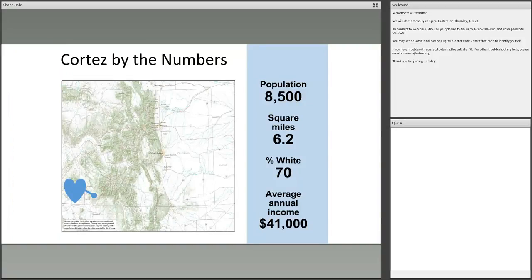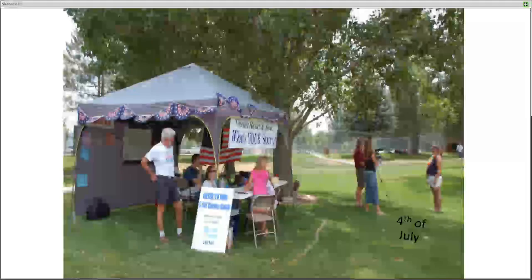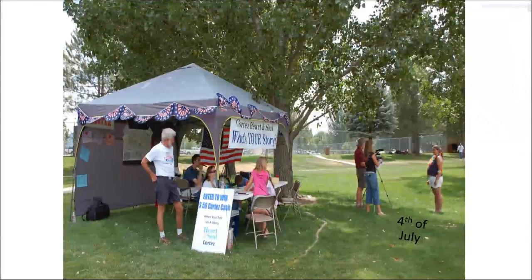So geographically, we really are in southwest Colorado in what's called the Four Corners region. Of course, we border Utah, New Mexico, and Arizona. You can see on the slide that it's 70% white. We also have about 16% of our population that is Hispanic, and the last 12% is Native American. One of the premises of Heart and Soul is that you really are trying to involve everybody in decision making, and put another way, you're trying to get beyond the usual suspects.